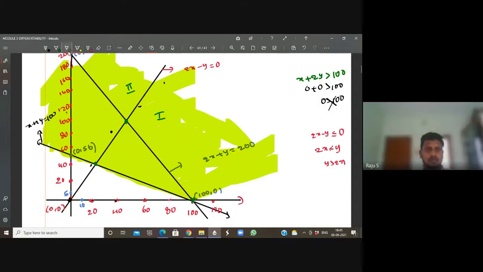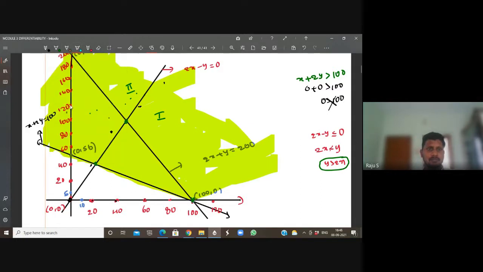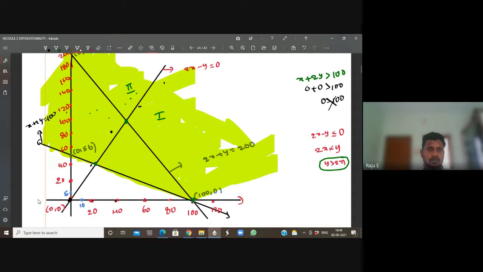Part 2, right. You can take any point here, like in part 2; part 2 only satisfies this y greater than 2x. You can take some x and y values, then you can check it. So the required region is here, the part 2. I am going to shade that part 2 region. Clear?